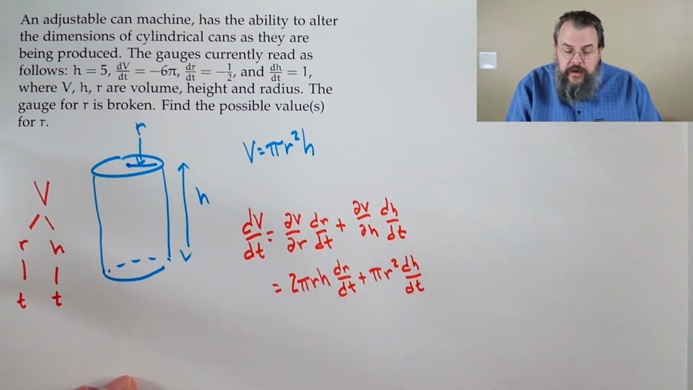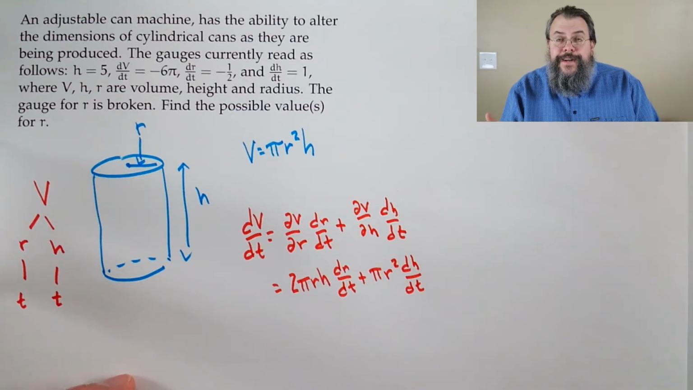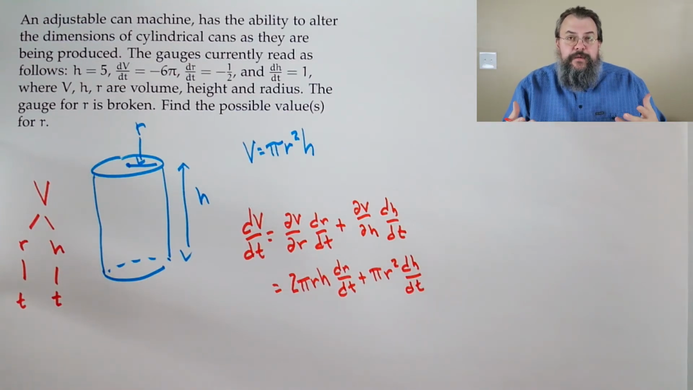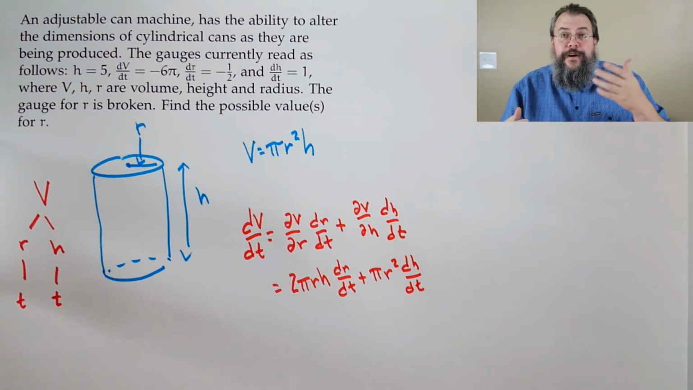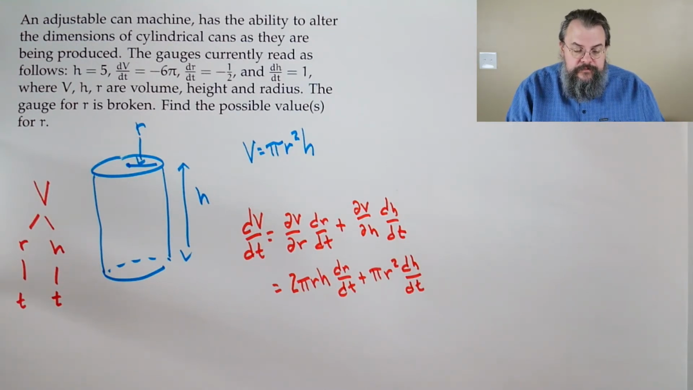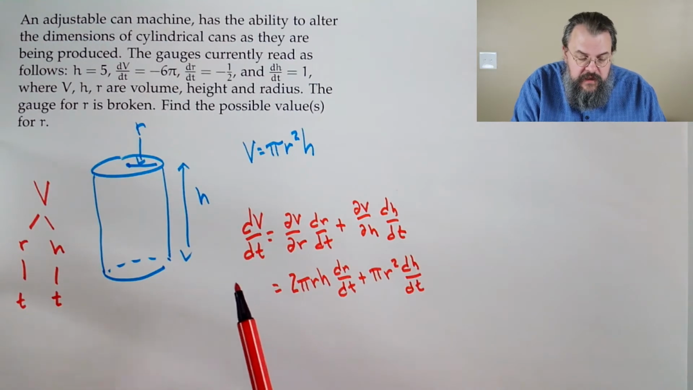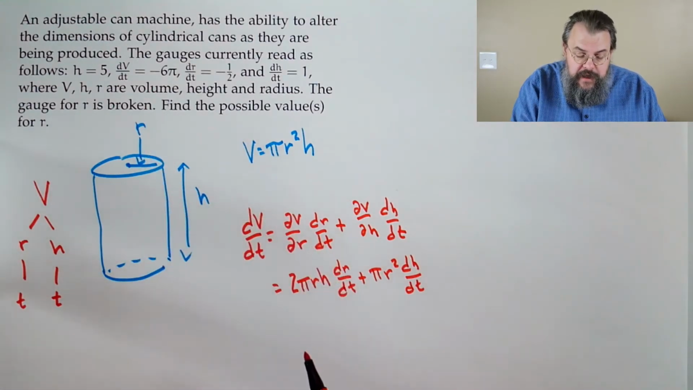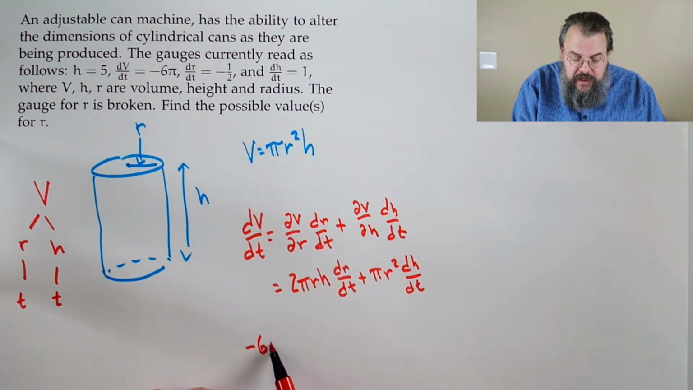Well, now let's plug in what we know. That's often a time, right? We get to an expression, plug in what you know, solve for what you don't. It's a wonderful way to approach problems. So, do we know what dV/dt is? Yes, negative 6 pi. All right, so negative 6 pi equals 2 pi.